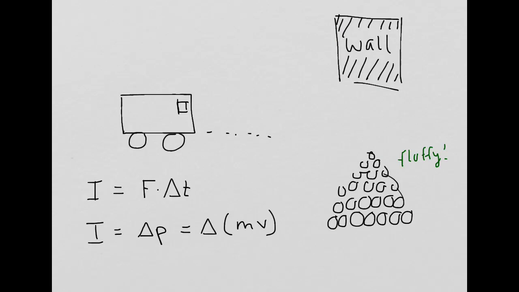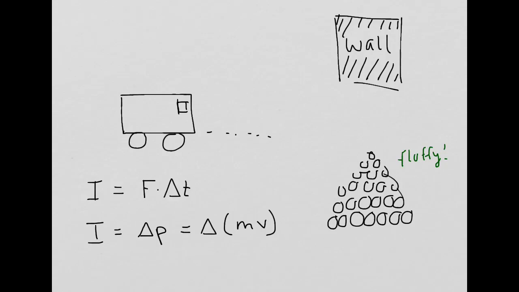It's important to note in these two examples that my momentum is decreased by the same impulse. What that means is that before I hit either one, the wall or the cotton balls, my initial velocity is the same, and after I hit the wall or the cotton balls, my final velocity is going to be 0. So my change in momentum is the same in both scenarios. So my impulse is the same in both scenarios.